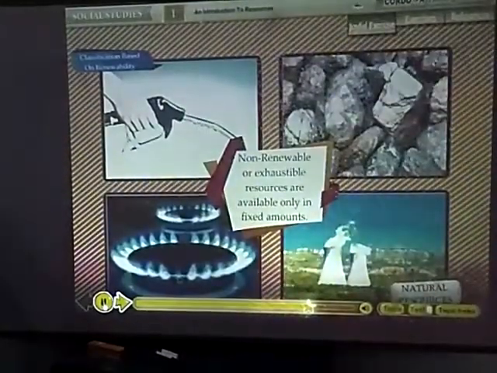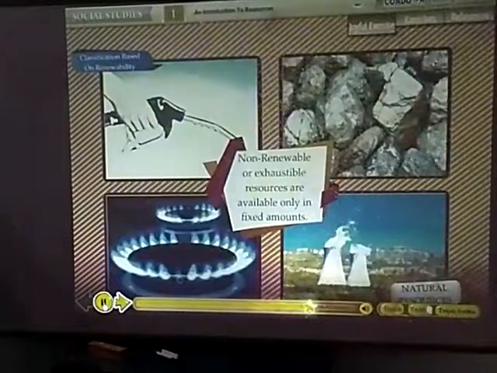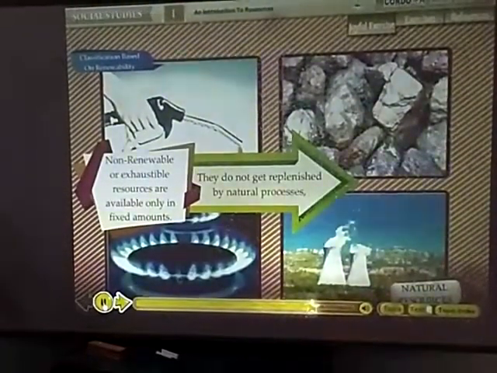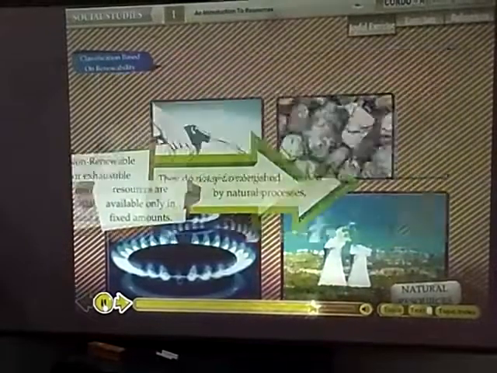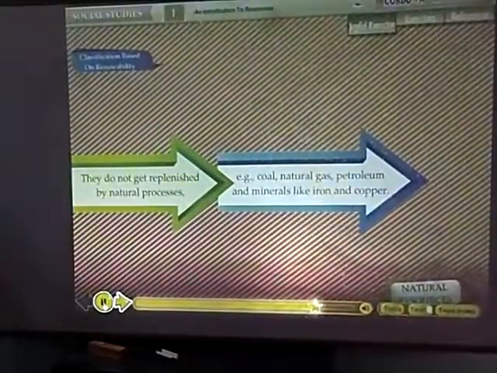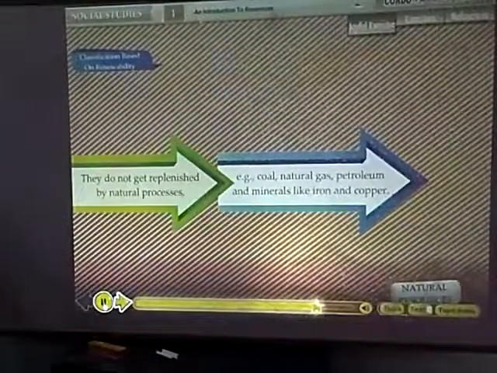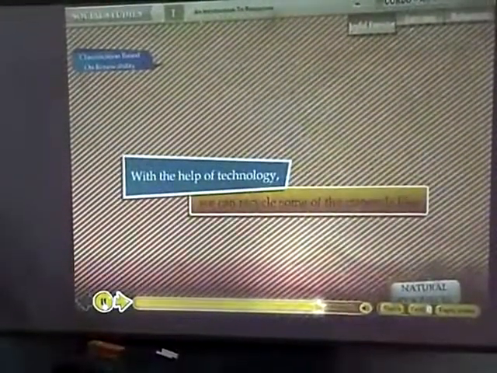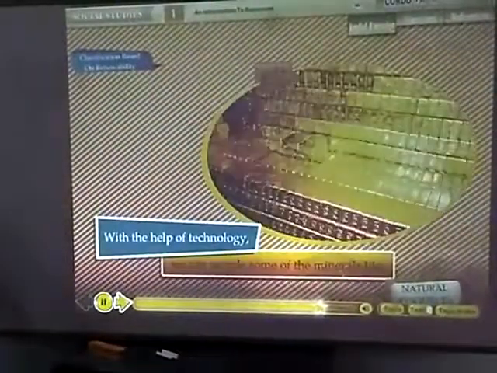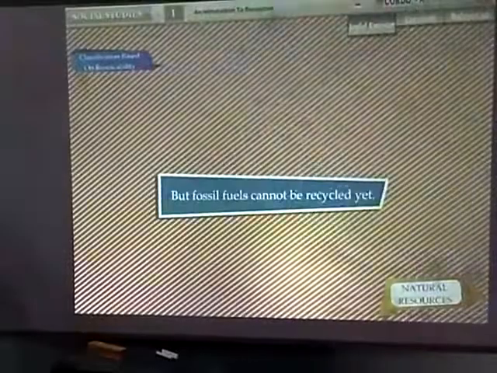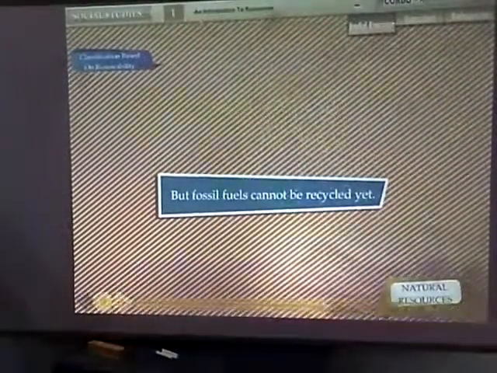Non-renewable or exhaustible resources are available only in fixed amounts. They do not get replenished by natural processes. Example, coal, natural gas, petroleum and minerals like iron and copper. With the help of technology, we can recycle some of the minerals like gold, silver and iron. But fossil fuels cannot be recycled yet.